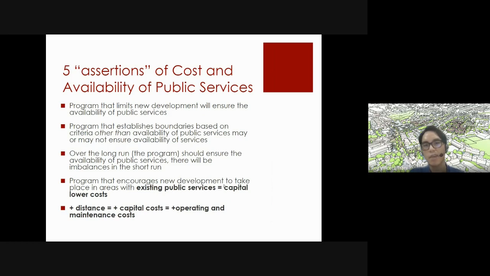So just something to keep in mind during your next meeting or your next proposals. And then over here, finally, increased distance equals increased capital costs and increased operating and maintenance costs. So this means distance from your city center. So if you're going to be working with, what do you call this, development authorities in your area, this makes a lot of sense.